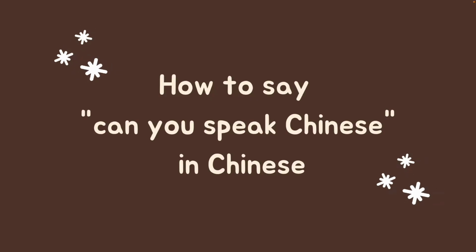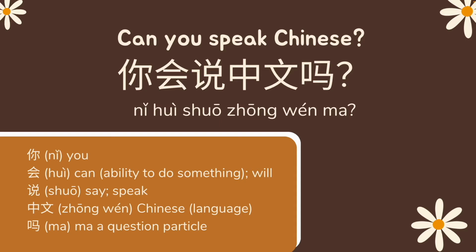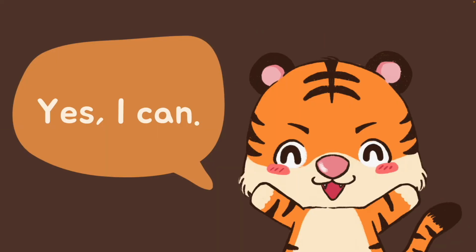Number 5. How to say, can you speak Chinese in Chinese? 你会说中文吗？你 you, 会 can, as in the ability to do something. 说 to say, to speak. 中文 Chinese, the language. Ma is a question particle. It turns a statement into a question. Can you speak Chinese? 你会说中文吗？ Yes, I can. And you can too.